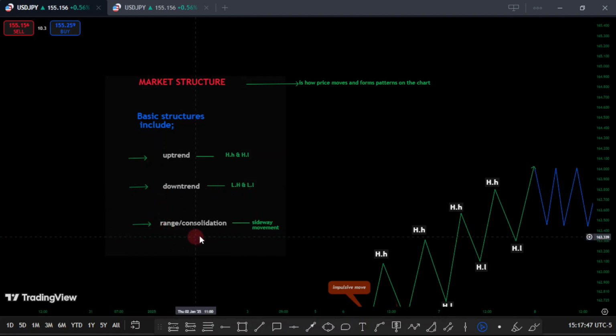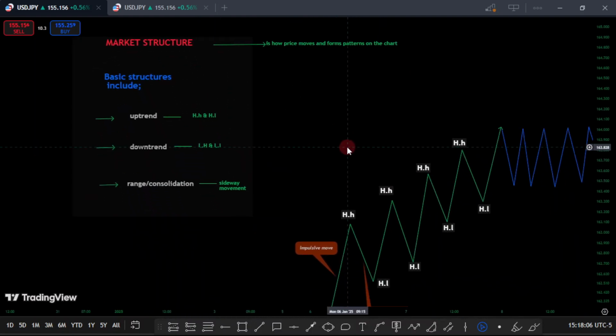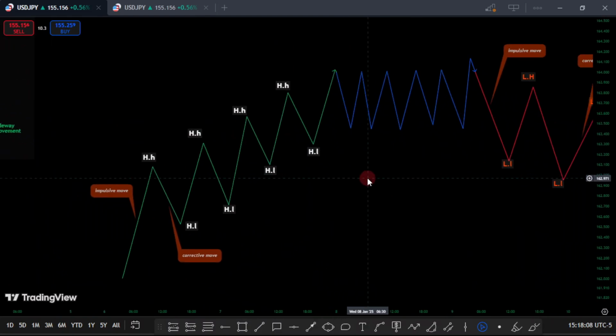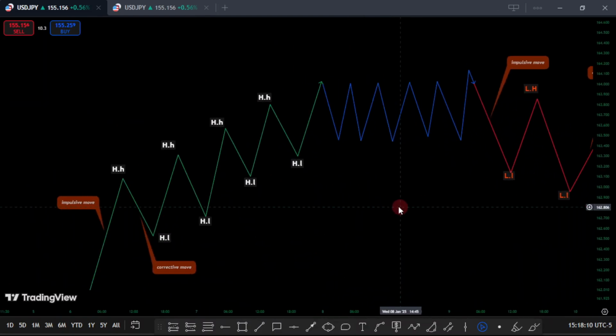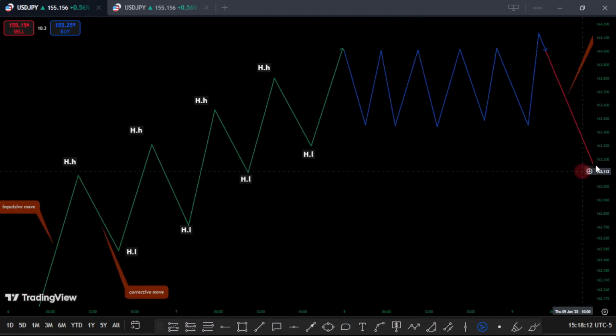Okay, in a range or a consolidation market, you want to see price moving between support and resistance zones. So basically, price is moving sideways. Okay, now I'm going to be showing you a basic example of how the structure is formed throughout the market. So let's scroll down over here and see this example that I drew for you guys.